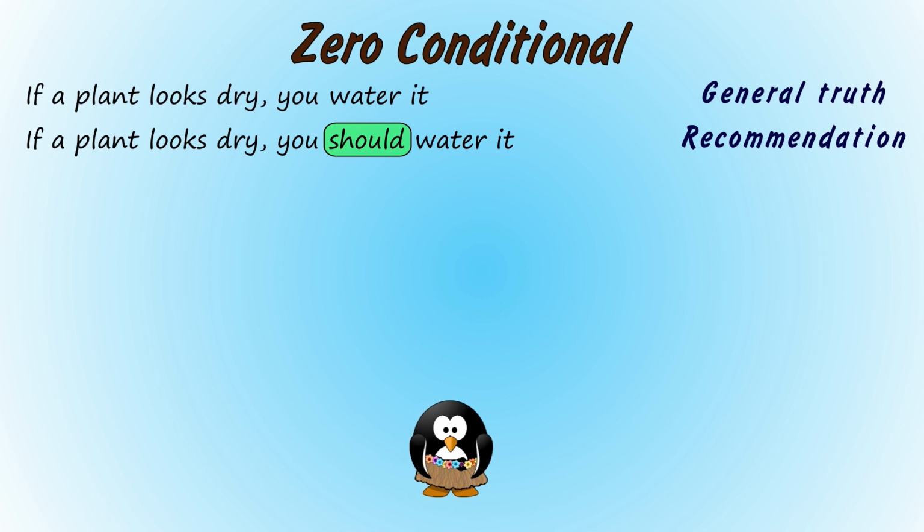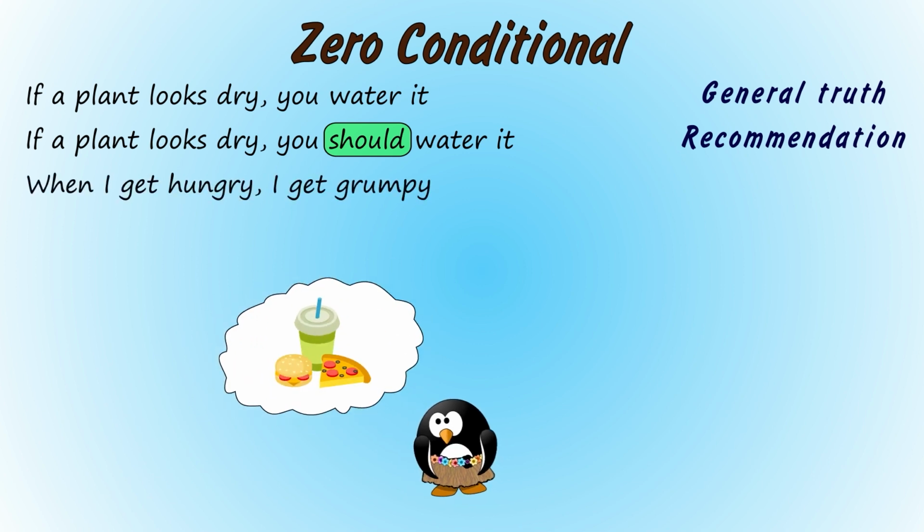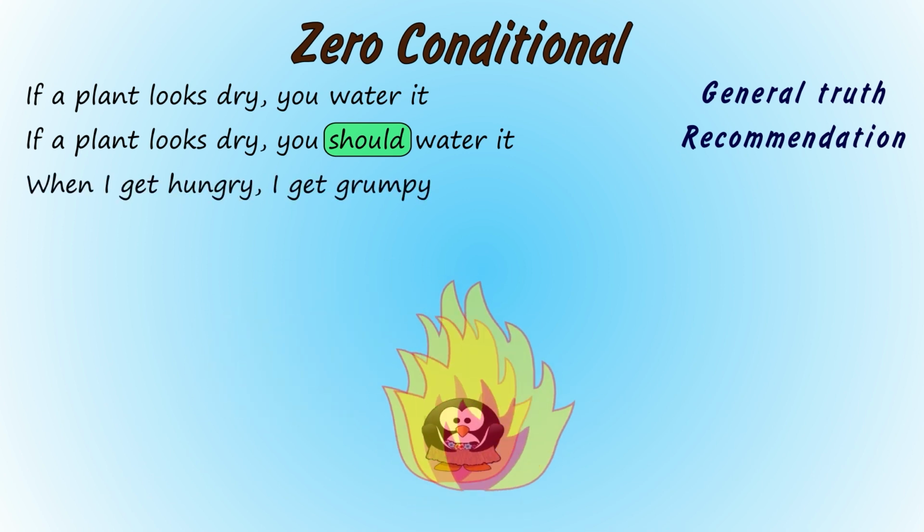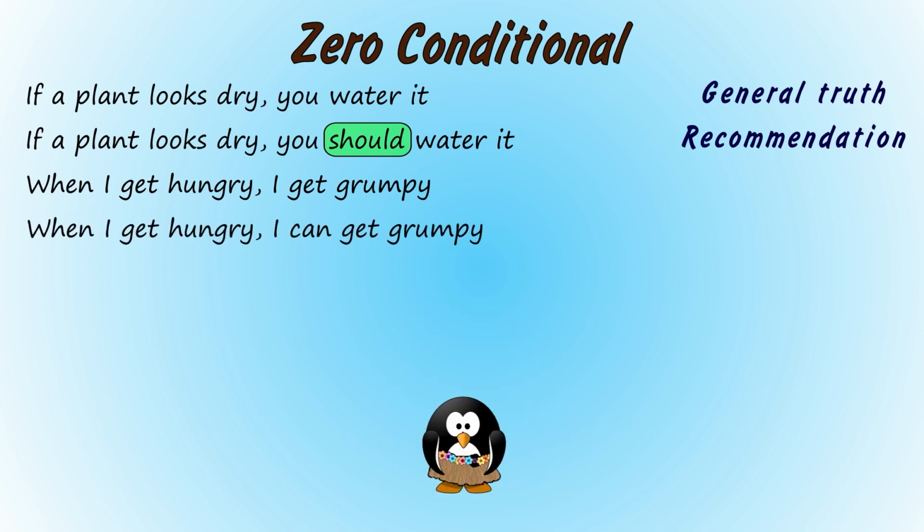Here's another comparison. When I get hungry, I get grumpy. When I get hungry, I can get grumpy. Again, these are both examples of the zero conditional. The first example states a general truth, but the second example uses can to express that getting grumpy is a possibility, but not necessarily a certainty.